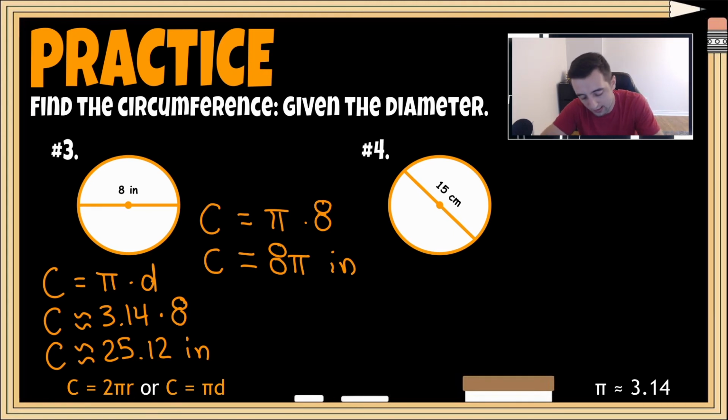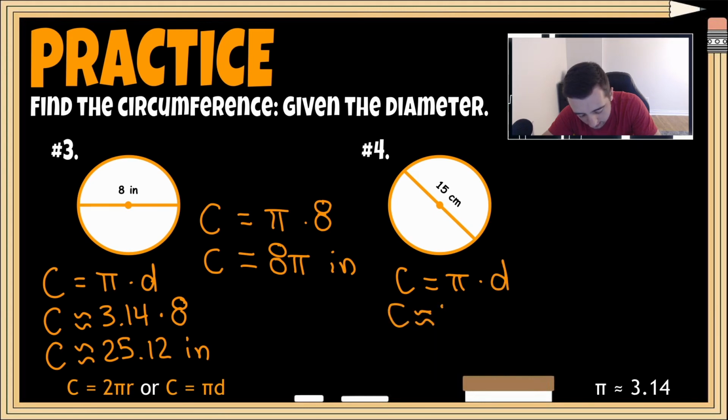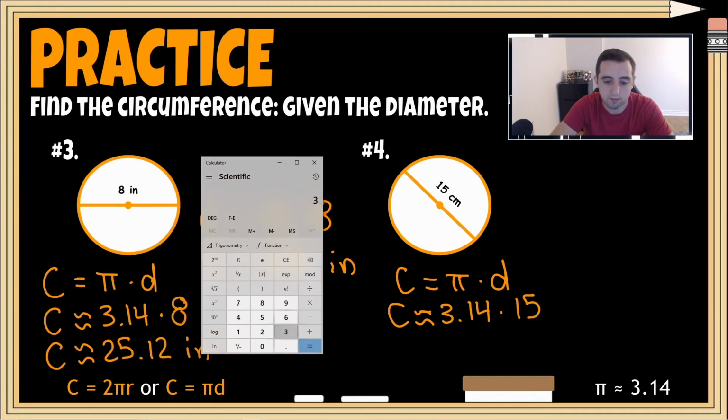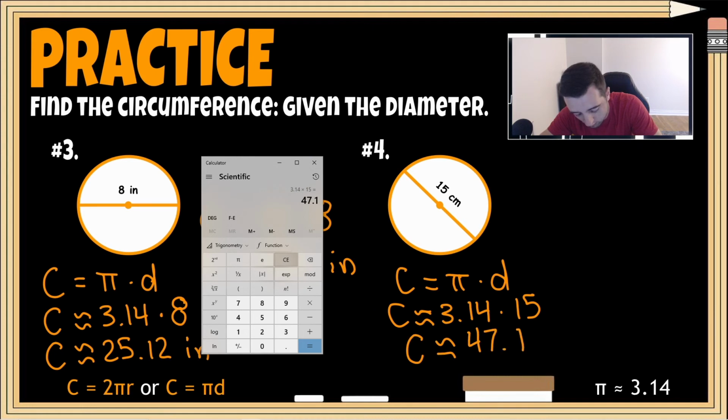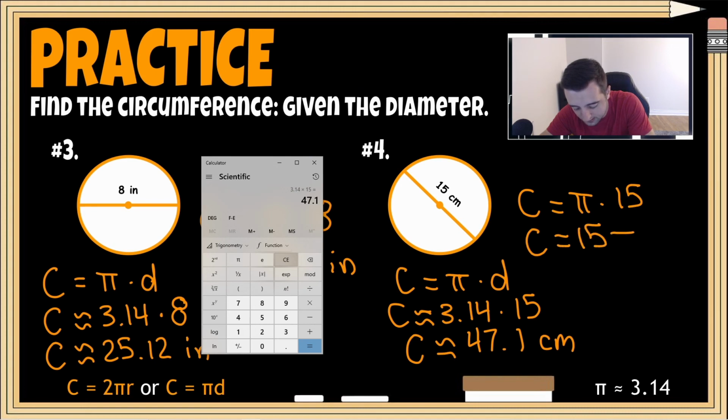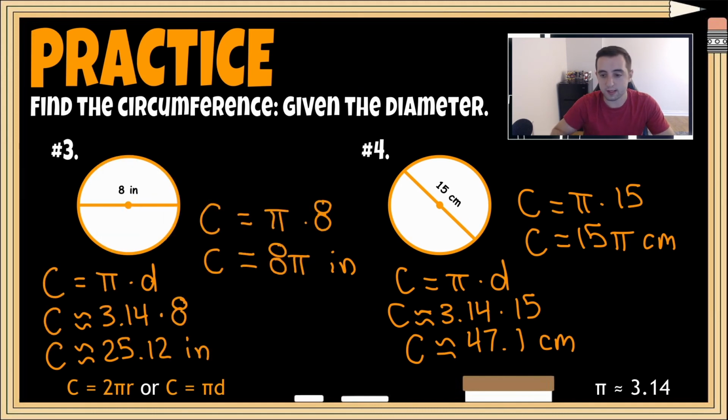And now let's move on to the last one. So we have circumference equals pi times diameter. Let's plug in our value. So circumference is approximately 3.14 times 15. Okay, let's multiply those again. So we have 3.14 times 15. And we get circumference is approximately 47.1 centimeters. And if you got it in terms of pi, we have circumference equals pi times 15, or really just circumference equals 15 pi centimeters.